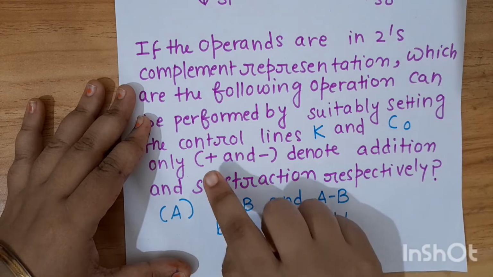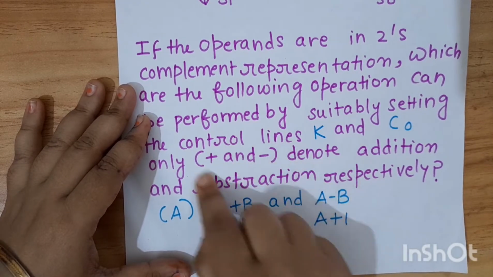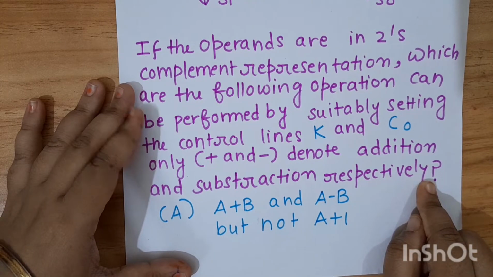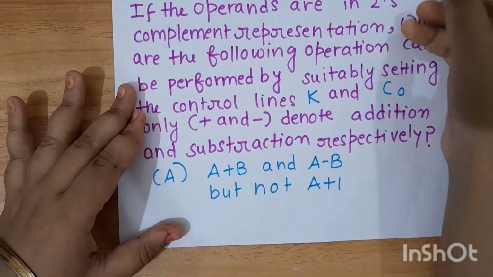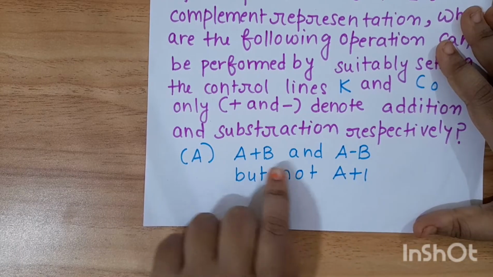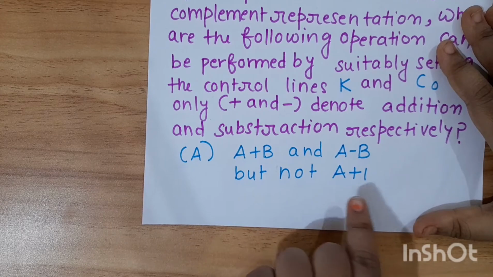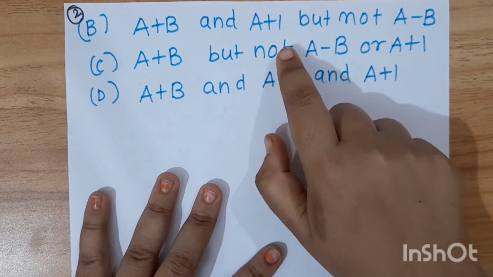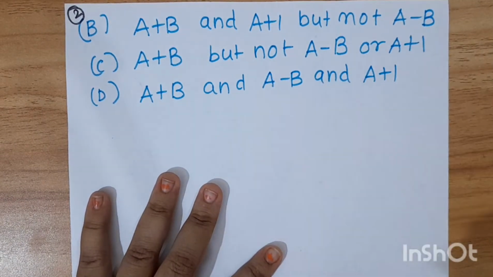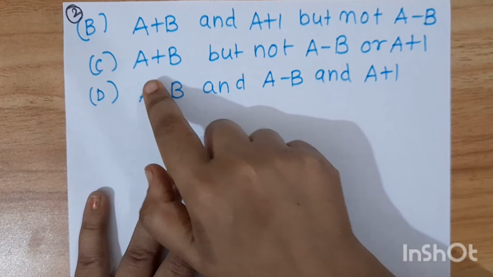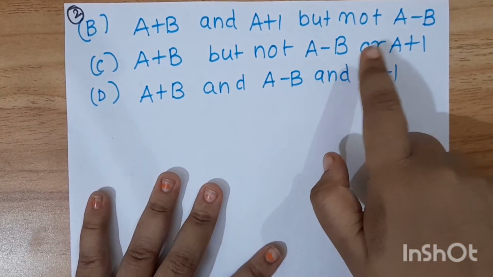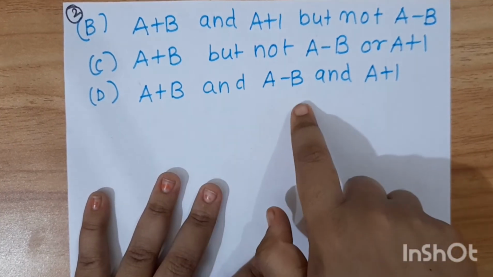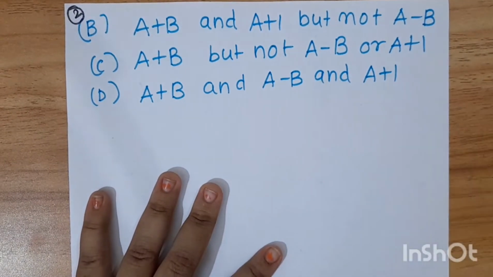Here the plus sign and minus sign denote addition and subtraction respectively. Now we have to choose the option out of 4. A: A plus B and A minus B but not A plus 1. B: A plus B and A plus 1 but not A minus B. C: A plus B but not A minus B or A plus 1. D: A plus B and A minus B and A plus 1.